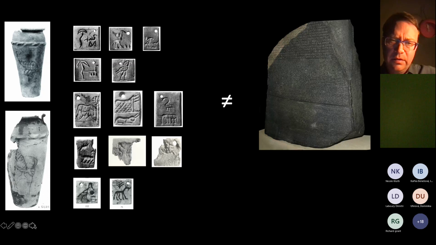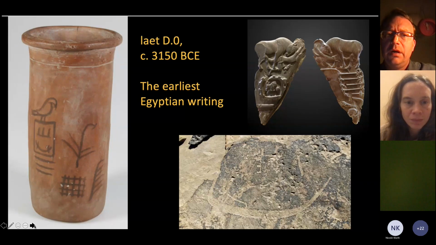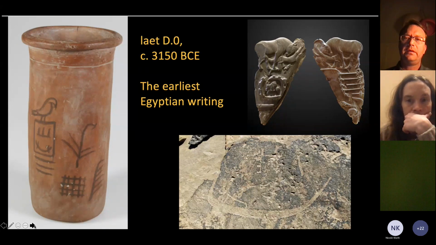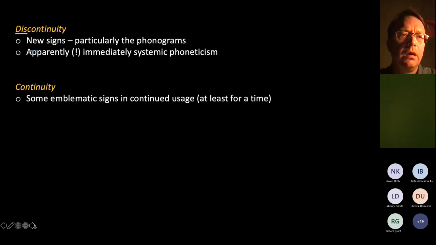So, sorry. Writing itself comes a century later. Here you have it, the earliest Egyptian writing in the late Dynasty 0, a few signs. Why is it writing? Well, because it's phonetic, but more than anything else, there is systematic or even systemic phoneticism. Without going into the details, you have recurrent spelling patterns, for example, recurrent signs with specific phonetic values. So there's something systemic here.